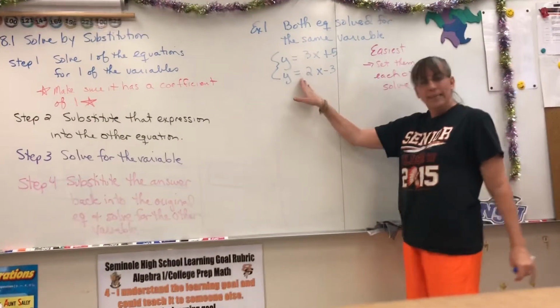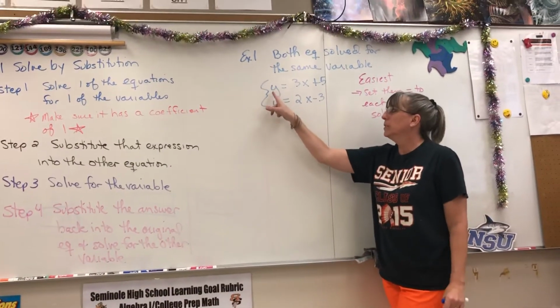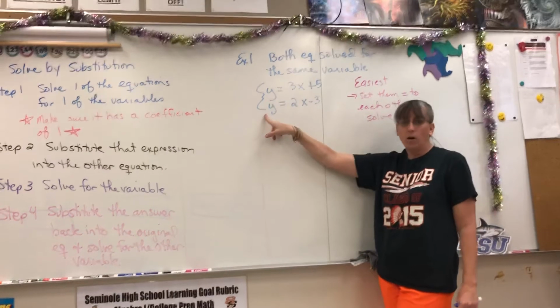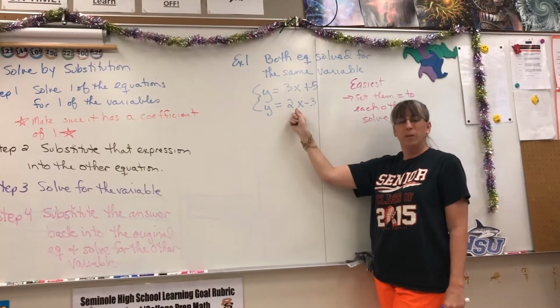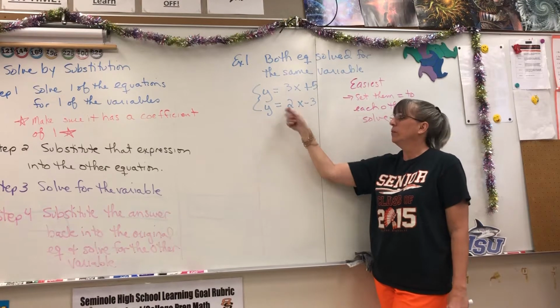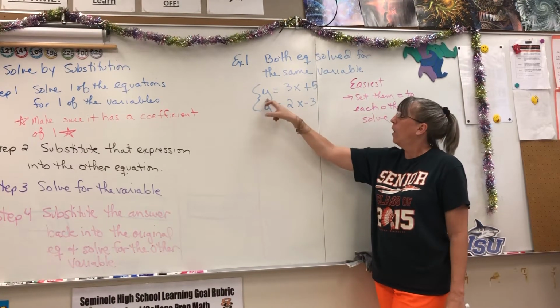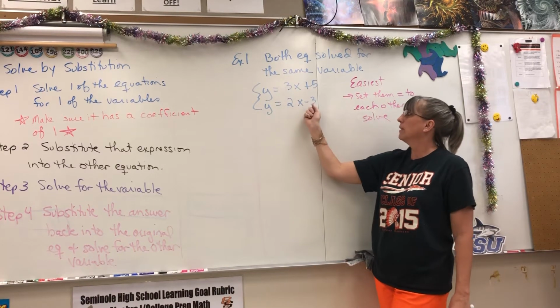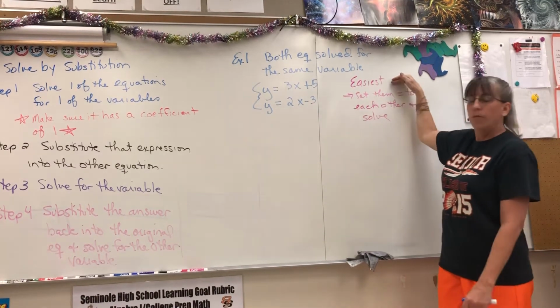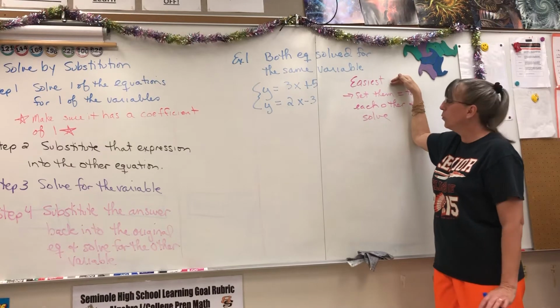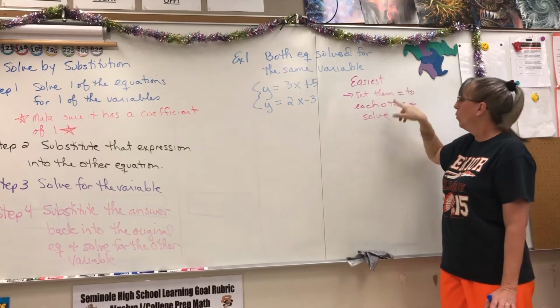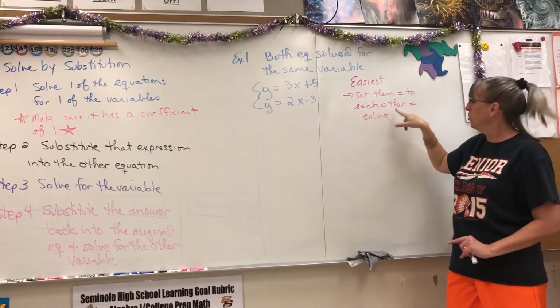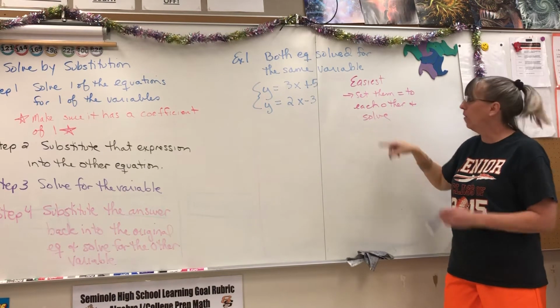This is one of the easiest substitution problems because both of them are already solved for you. This is probably the only time I would use substitution because it's so easy. y equals 3x plus 5 and y equals 2x minus 3. Of the 3 different substitution problems, this is the easiest. What you do is you set them equal to each other and solve.